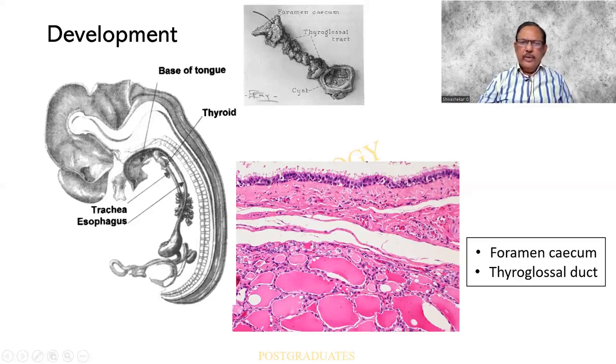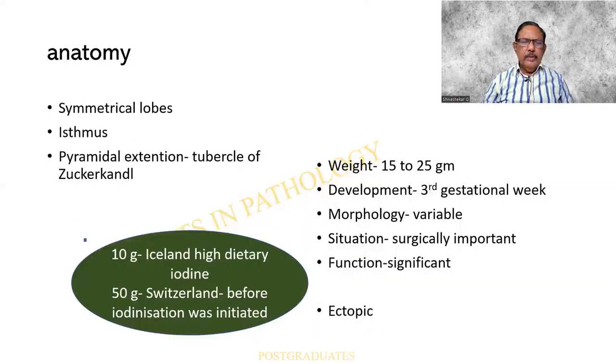The histology is what we see. There will be a pseudostratified ciliated epithelium, and then a muscular one. You may see also the thyroid follicles along. Sistrunk's operation is done for the surgical treatment of it. Coming back to the anatomy, it is composed of symmetrical lobes, the thyroid, connected by isthmus. There can be a pyramidal extension called the tubercle of Zuckerkandl.